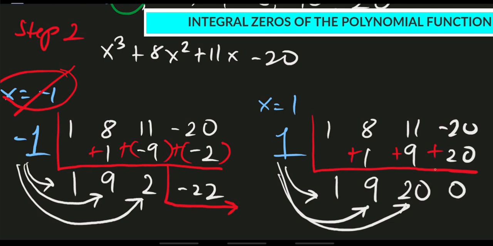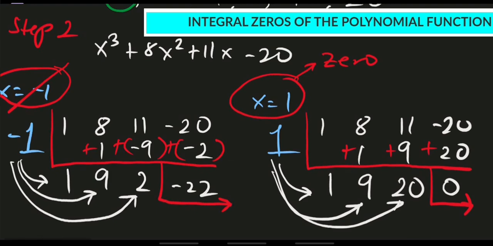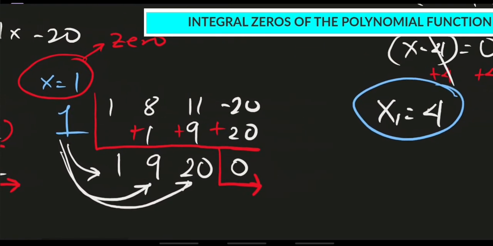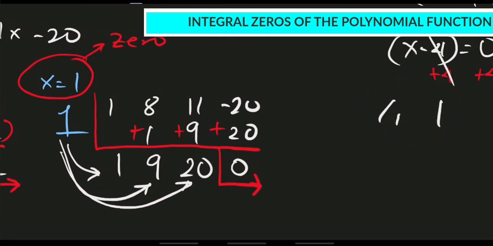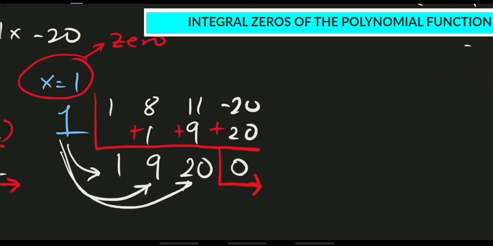Since the value of our remainder, or the last number for this given problem, is 0, that means this x as 1 is a 0. Alright? So, again, since that is a 0, it will give us this set of values. Since we have x as 1, if you want to convert x as 1 into a binomial form, that means this is equal to x minus 1. Okay, that is x minus 1.